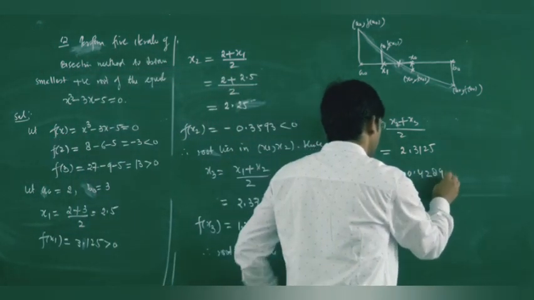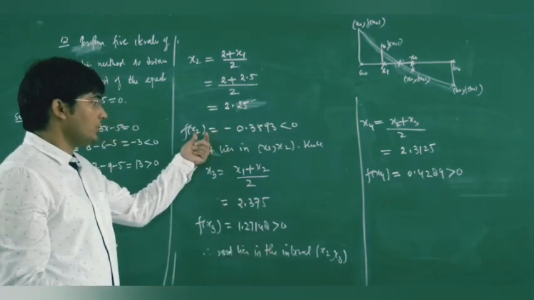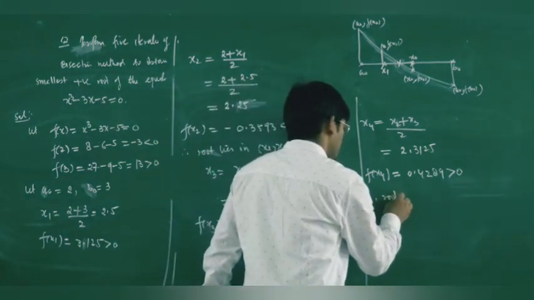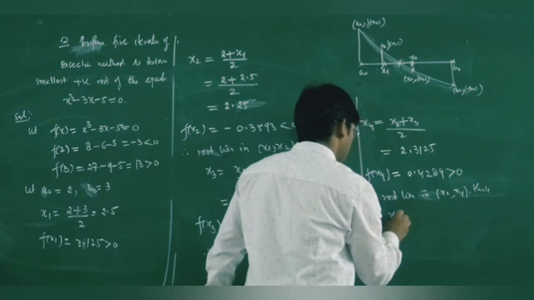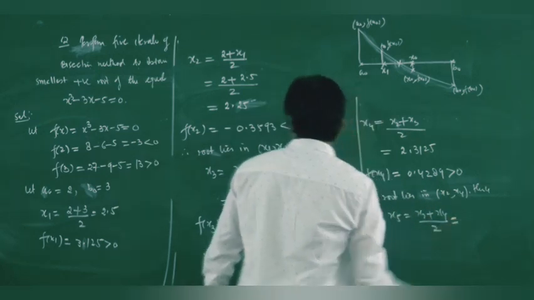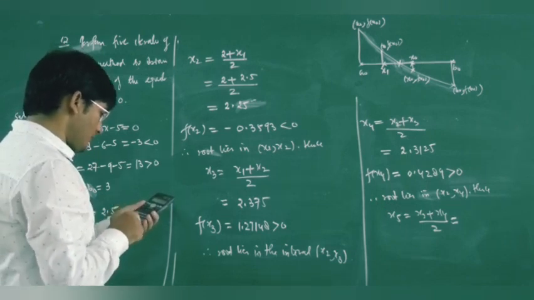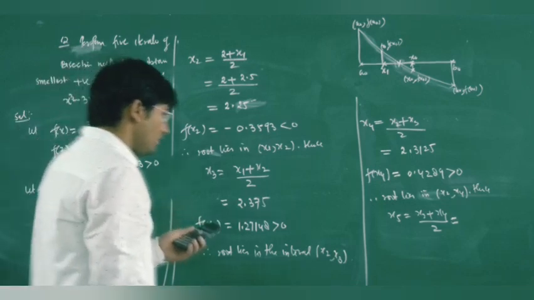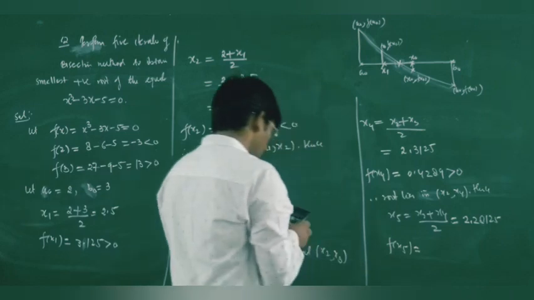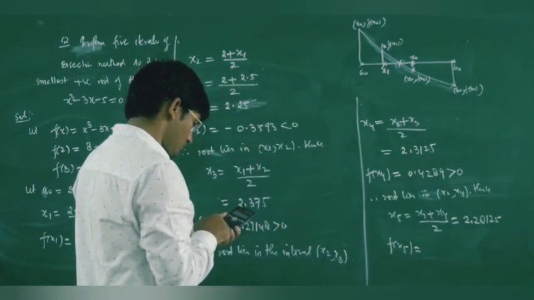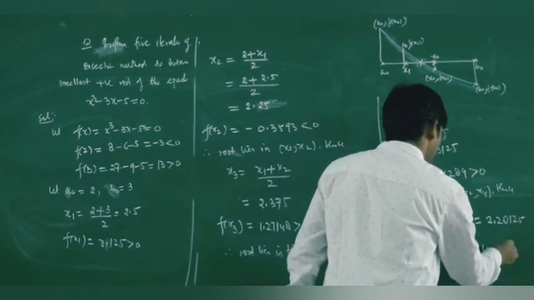Now the value of the function at this x4 is equal to 0.4289. Again this is positive. Now the value of the function at x4 is positive, and again we have the value of the function at x3 as positive. So our root will lie between x2 and x4. Therefore, the root lies in x2 comma x4. Hence our x5 will be equal to x2 plus x4 by 2. So this is equal to x2 was 2.25, x4 is 2.3125, and this is equal to 2.28125. Now let us guess the value of the function at this x5. The value of the function at this x5 is equal to 0.028106, and again this is positive.